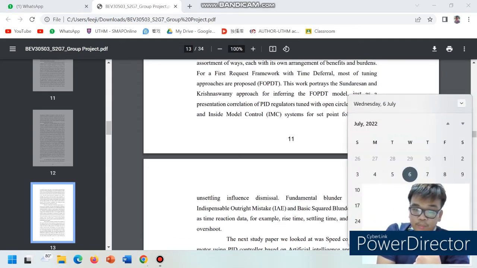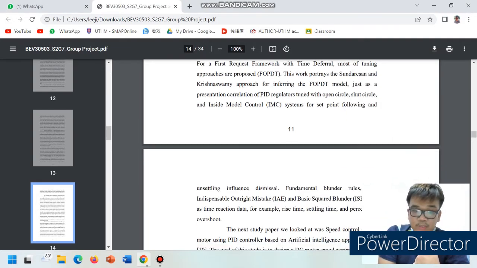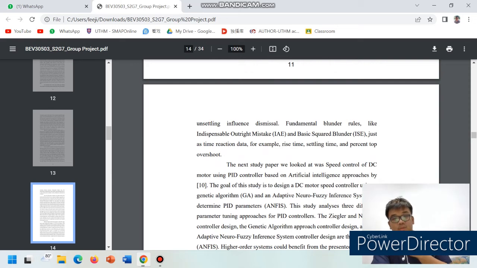The next study paper we looked at was speed control of DC motor using PID control based on artificial intelligence approaches. The goal of this study is to design a DC motor speed controller using a genetic algorithm and an adaptive neural fuzzy inference system to determine PID parameters.